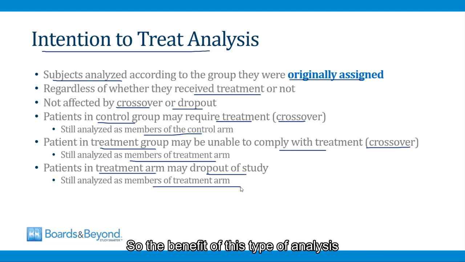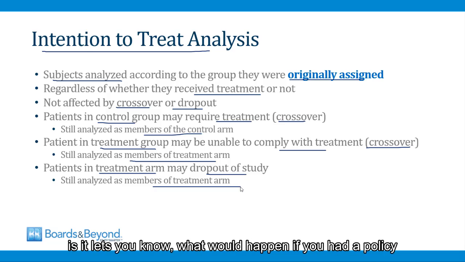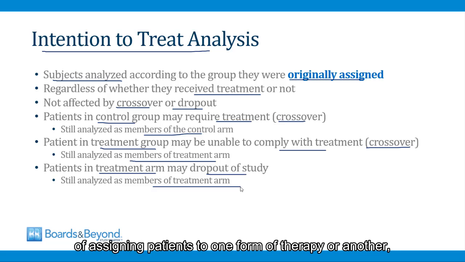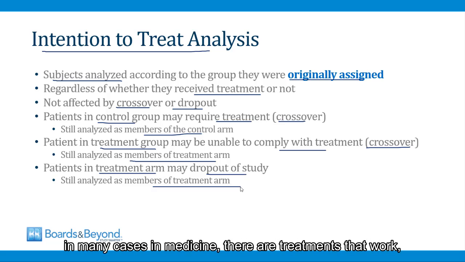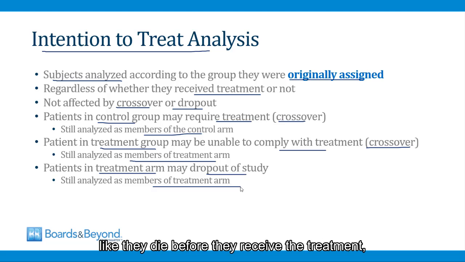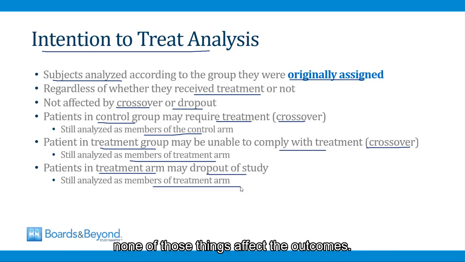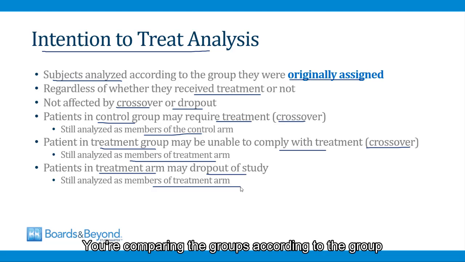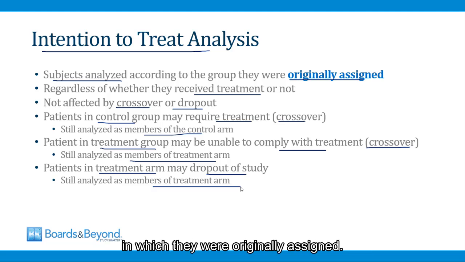So the benefit of this type of analysis is it lets you know what would happen if you had a policy of assigning patients to one form of therapy or another. In many cases in medicine, there are treatments that work, but when you assign patients to that arm, things happen, like they die before they receive the treatment or they cross over to another form of treatment. In an intention to treat analysis, none of those things affect the outcomes. You're comparing the groups according to the group in which they were originally assigned.